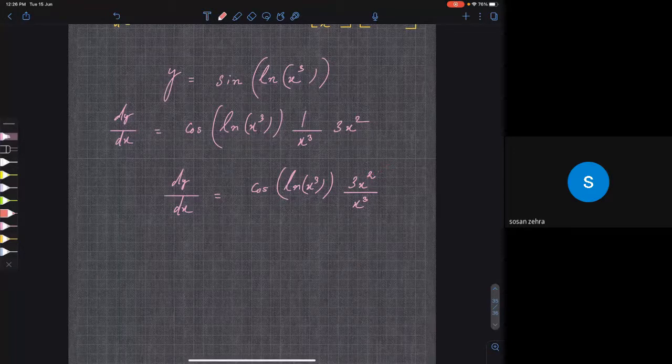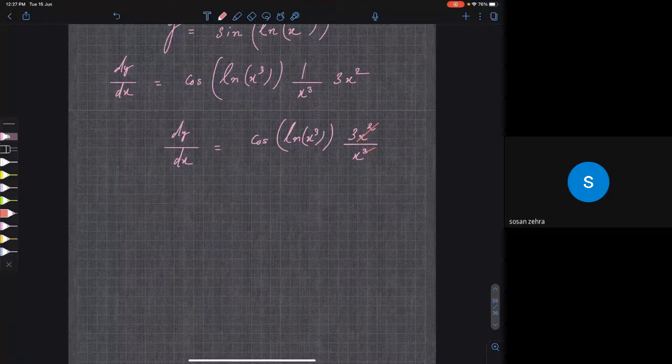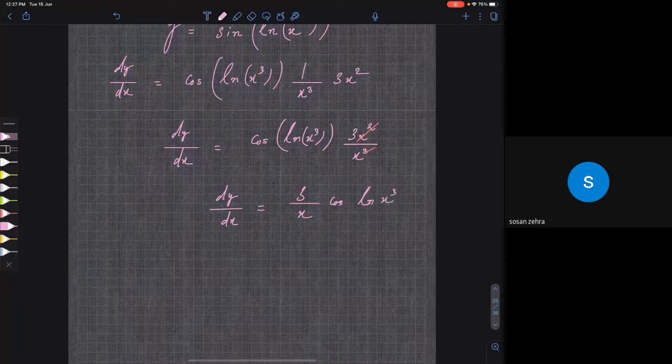The x square and x cube will cancel, so what will be your answer? Tell me. 3 by x into cos of natural log of x cube. Are you getting my point? Yes, sir. So minus will not come; the minus will come in the power, x power minus 1, but not with 3. Okay, clear?